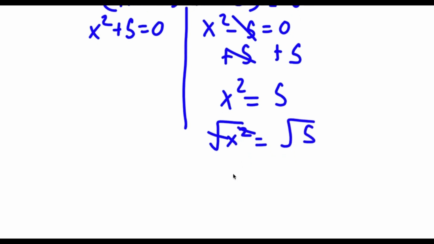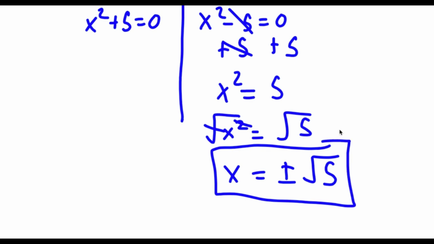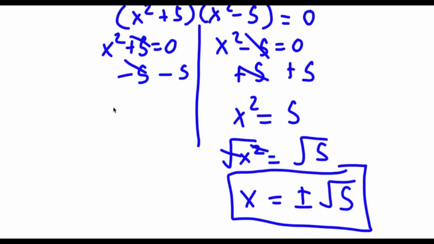Now the square root of x squared is simply equal to x, and the square root of 5, sorry, this is actually going to be positive or negative square root of 5. So these are two solutions of x. Now I'm going to go ahead and do x squared plus 5 equals 0. So now to solve this, I'm going to first subtract 5 on both sides. So now these two cancel out, and now I have x squared is equal to negative 5.